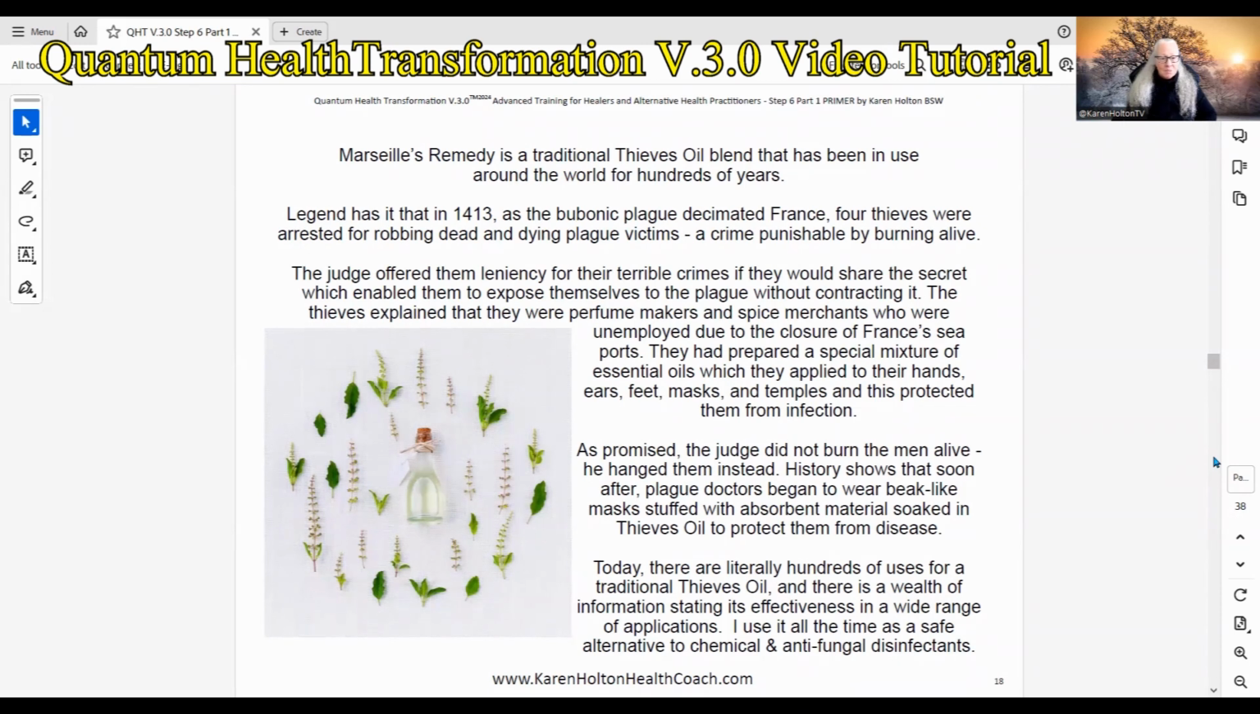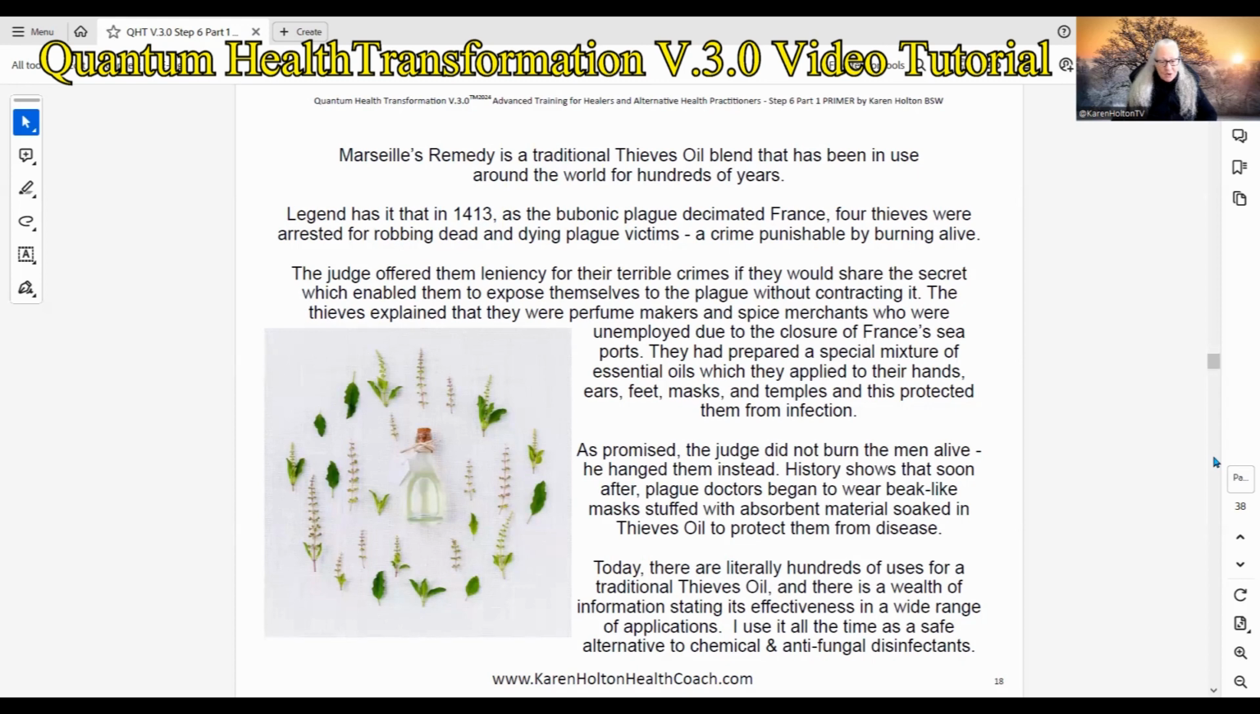The thieves explained that they were perfume makers and spice merchants who were unemployed due to the closure of France's seaports. They had prepared a special mixture of essential oils, which they applied to their hands, ears, feet, masks, and temples, and this protected them from infection. As promised, the judge did not burn the men alive. Actually, he hanged them instead.